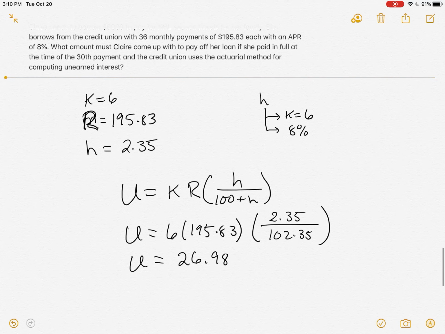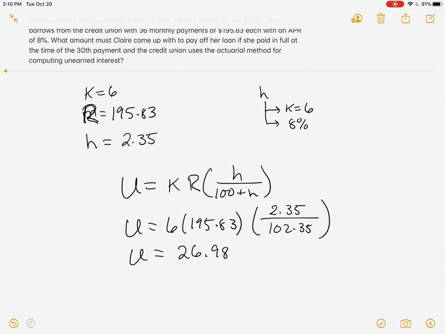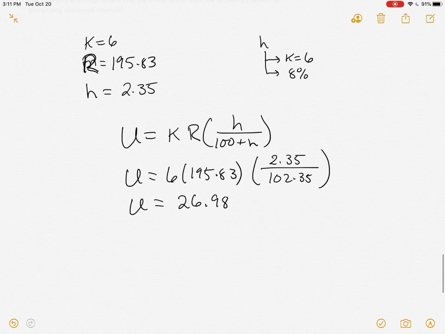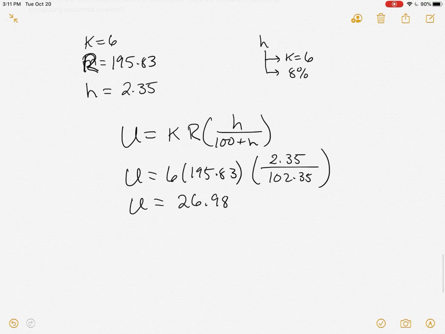$26.98. It's not much, because much of that interest was captured in the beginning, right? So the percentage is applied to the amount currently out, and so the interest earned just dwindles as the time goes on. So how do we get our payoff amount?